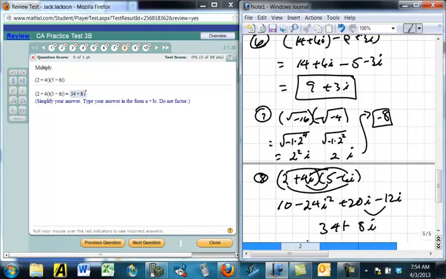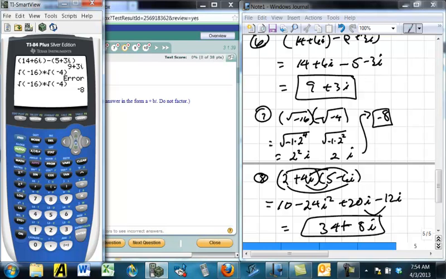This was positive 8i. So there's the correct answer, and again, the calculator can actually do this. So if you want to just do it on a calculator, that works. 2 plus 4i, 5 minus 6i. And of course, you have to have that a plus bi thing turned on, but it does work it out correctly.